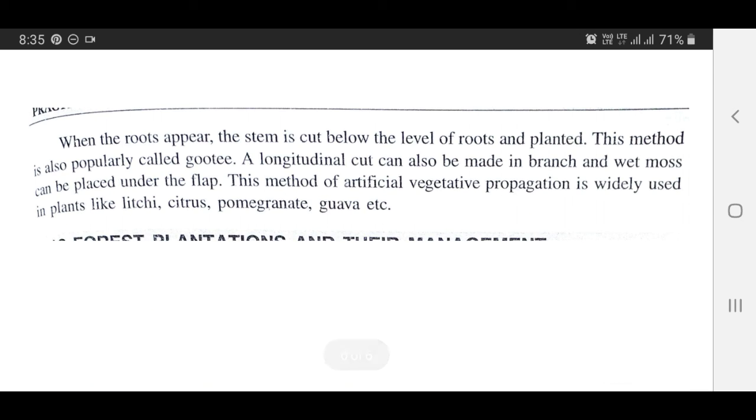When the roots appear, the stem is cut below the level of roots and planted. This method is also popularly called guti. A longitudinal cut can also be made in the branch and wet moss can be placed under the flap. This method of artificial vegetative propagation is widely used in plants like lychee, citrus, pomegranate, guava, etc.